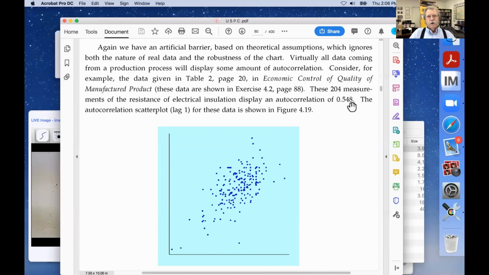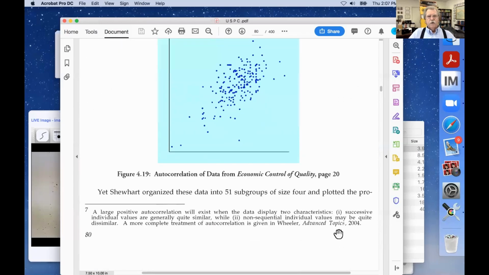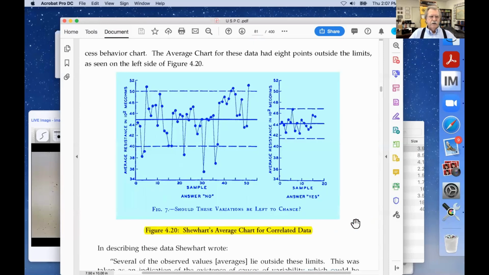Here's an example out of Shewhart. It had a correlation of 55%, which is detectably greater than 0. And the chart is on the next page, page 81. And Shewhart wrote, there's a quote right below this, "We have points outside the limits. That's evidence we have assignable causes. We started looking, we found the assignable causes, we fixed them. We collected more data and got the second chart. The second chart says you don't have any assignable causes. So I told the guys in research they were wasting their time. They kept looking anyway. They couldn't find anything to fix.